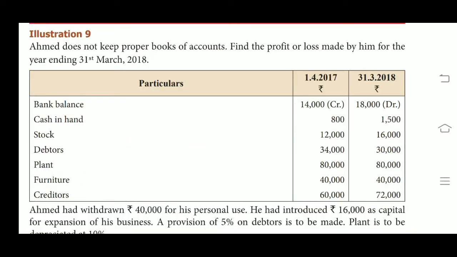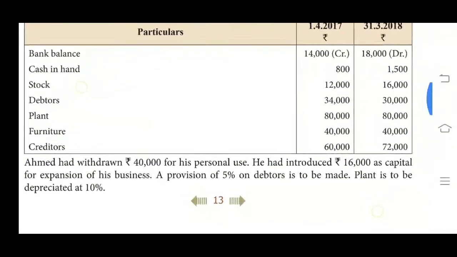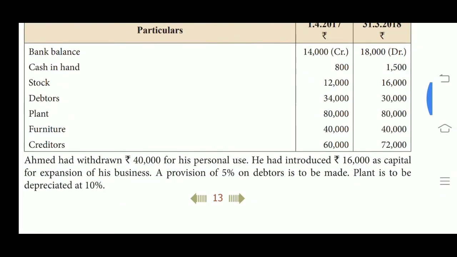Go to illustration 9. Ahmed does not keep proper books of accounts. Find the profit or loss made by him for the year ending 31st March 2018. So 2 years' balance sheet is given in this problem. Ahmed had withdrawn rupees 40,000 for his personal use. He had introduced rupees 16,000 as capital for expansion of his business. This is the additional capital introduced. A provision of 5% on debtors is to be made. Plant is to be depreciated at 10%.